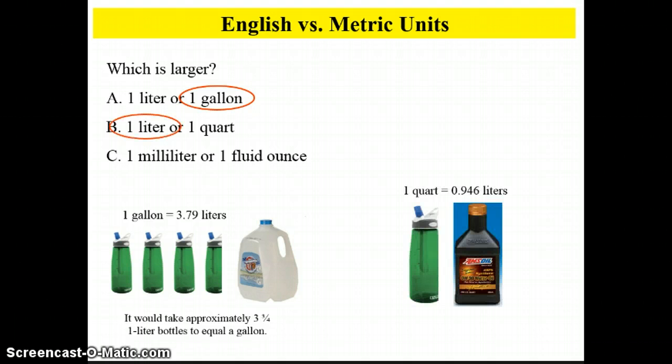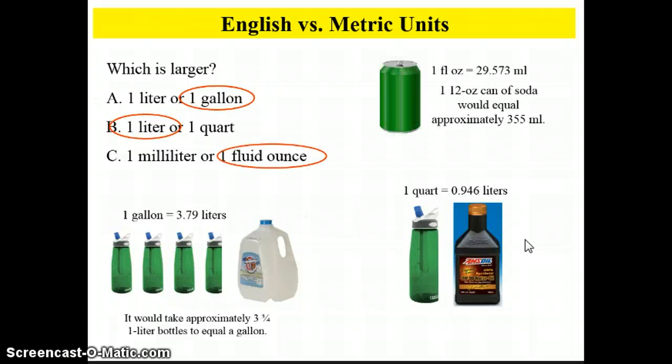Okay, letter B, a liter or a quart, which is larger? 1 liter is larger than 1 quart. 1 quart is equal to 0.946 liters. Very close, but not the same. And letter C, a milliliter or a fluid ounce, which is larger? A fluid ounce is much larger than a milliliter. A fluid ounce is equal to 29.573 milliliters.